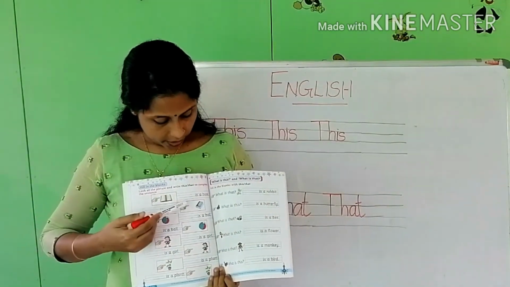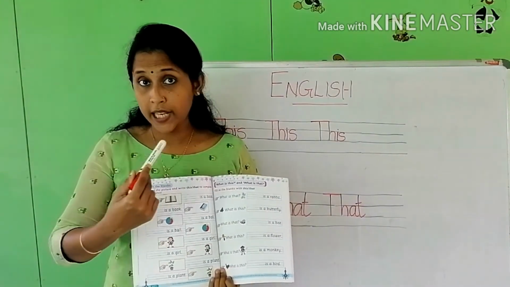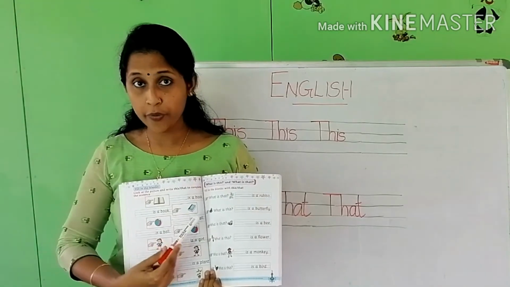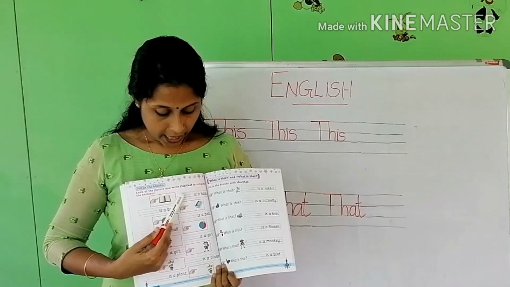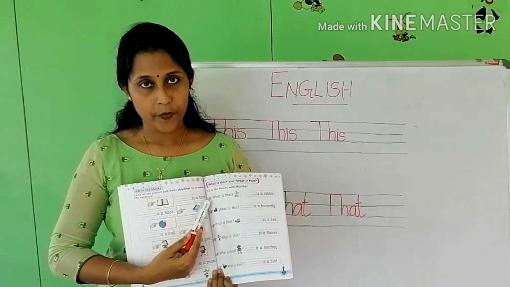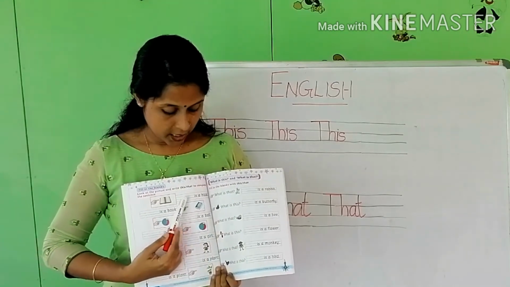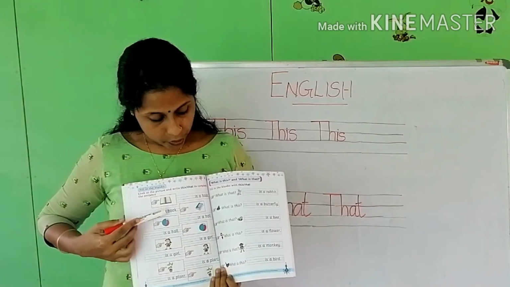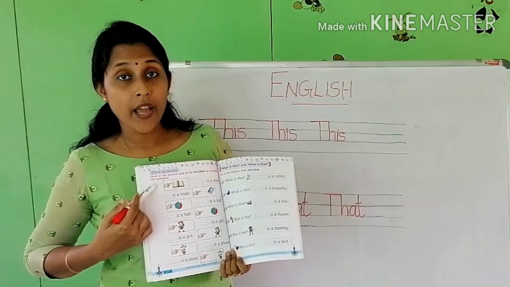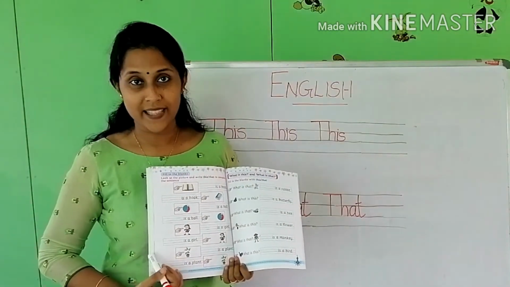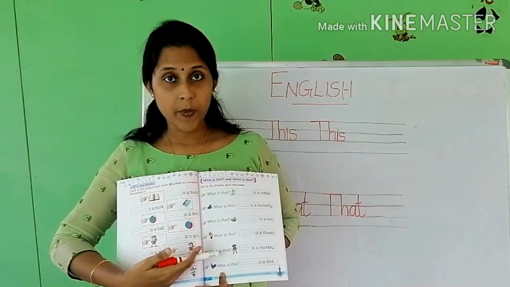Again, look at this picture. Here you can see a book that is far away. This finger is pointing to a faraway object, a faraway book, right? So there you have to write, that is a book. Likewise, you have to complete this activity. Write this and that in the appropriate places. After doing this activity, take the next page.